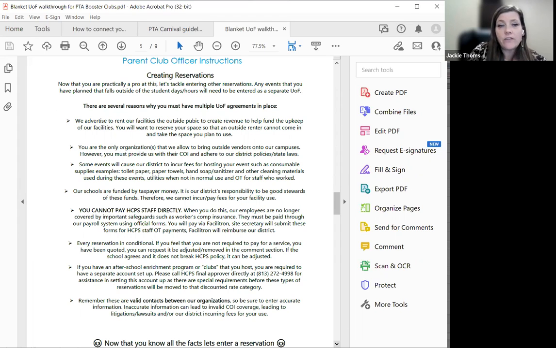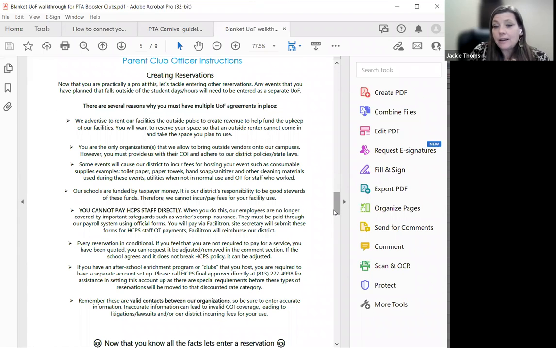And then, of course, some of our events will cause our district to incur fees for hosting your event, such as consumable supplies, for example toilet paper and paper towels. We've already gone over this, but anything that our district incurs on itself for the events, we will have to pass on to you. Again, our schools are funded by taxpayer money, and because of that we have to be good stewards of that money, so that we are not incurring fees on ourselves that take from the taxpayer money that funds our schools.